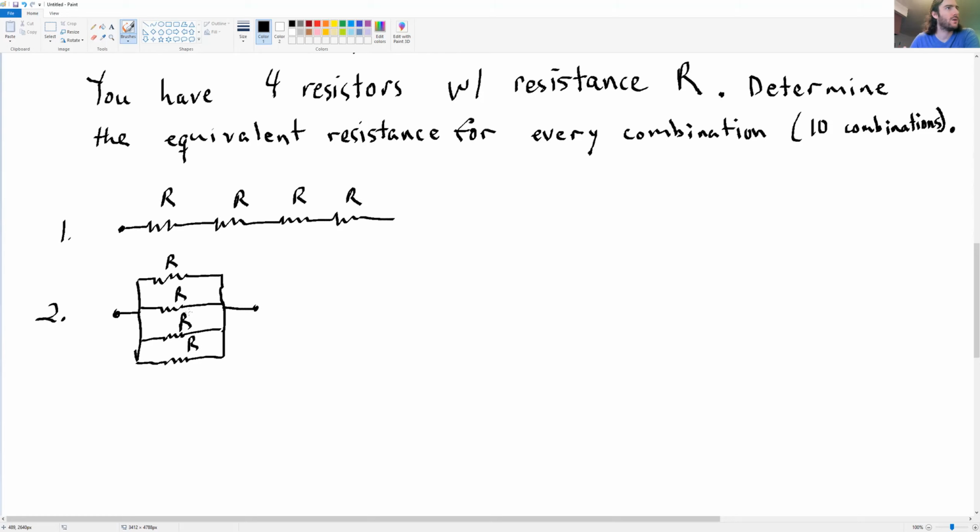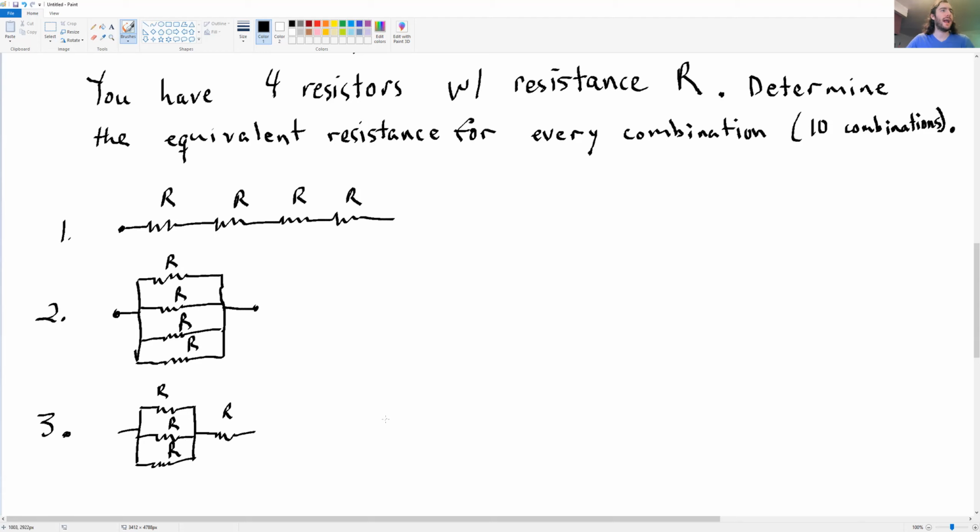So now I need to start looking at 3 in parallel with 1 in series, right? Or 3 in series in parallel with 1. So that would be like the next thing to take a look at. So for 3, maybe something along the following lines. I have 3 of these guys in parallel. And then I have, finally, that one is now in series with this one.